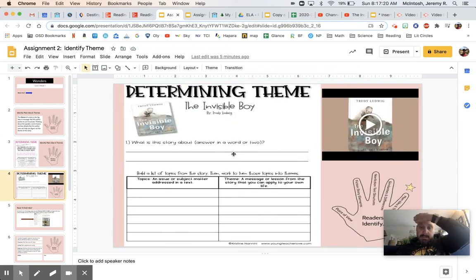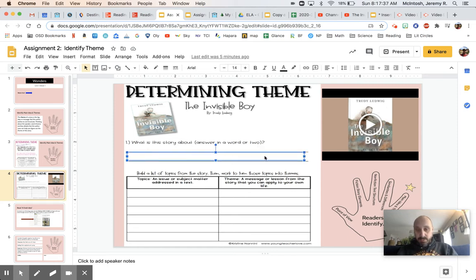So let's practice with determining theme by listening or watching The Invisible Boy read aloud. I'd like you to click this link and read The Invisible Boy or listen along. And what I did in here was I included text boxes where you can write right on this page. So it says, what is this story about? It's just in a word or two. What is the story mostly about? And then we're going to build a list of topics from the story, then work to turn those into themes.